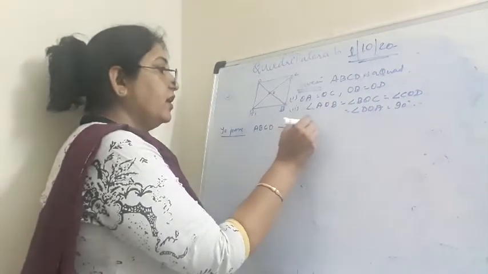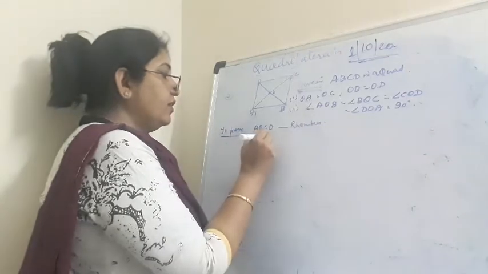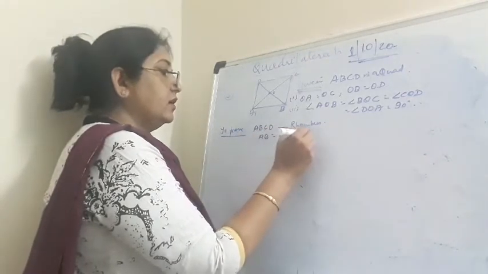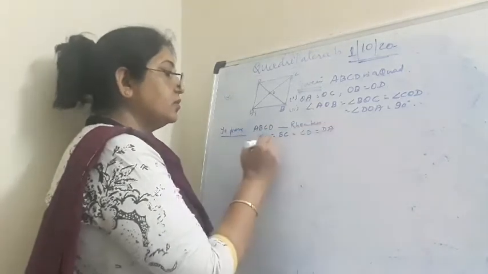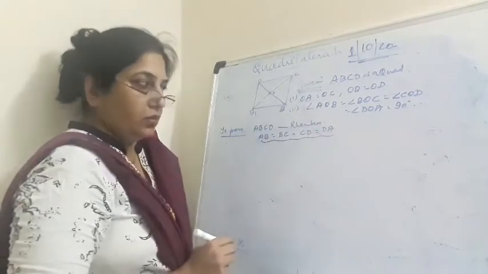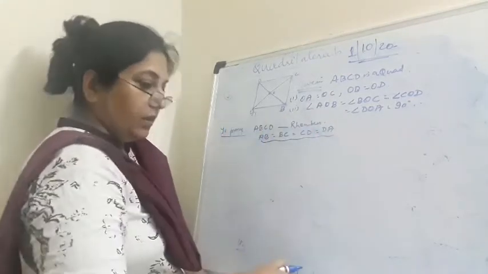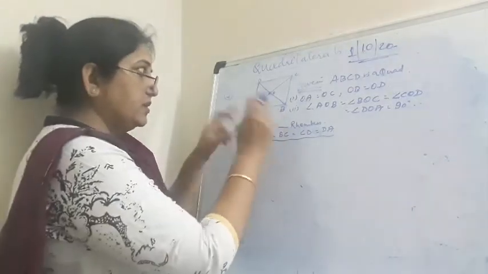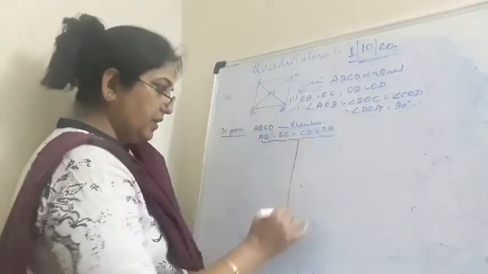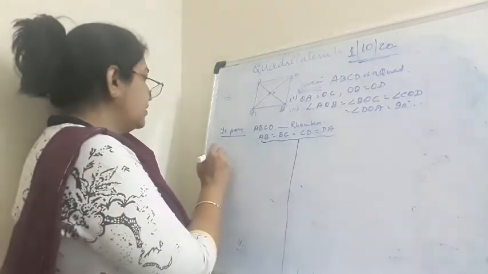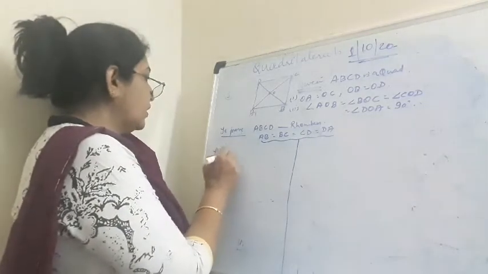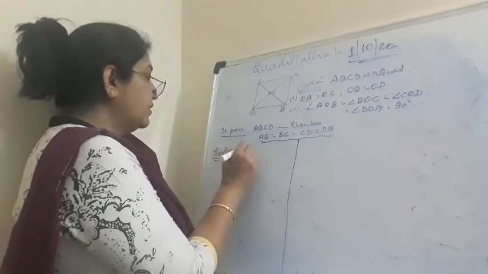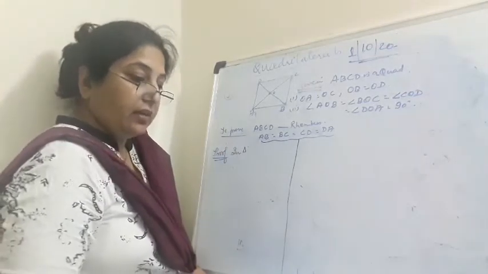Now we have to prove, as I told you, that ABCD is a rhombus. Now how is it a rhombus? Only when all the four sides are equal. So this is what we have to prove. To prove that all the four sides are equal, we cannot prove them directly. We will first prove that ABCD is a parallelogram. So let us consider the two triangles starting with the proof.